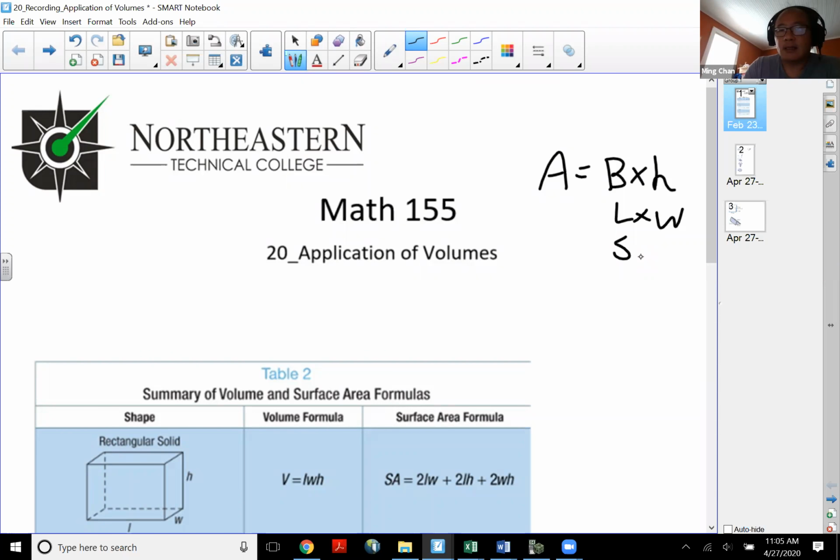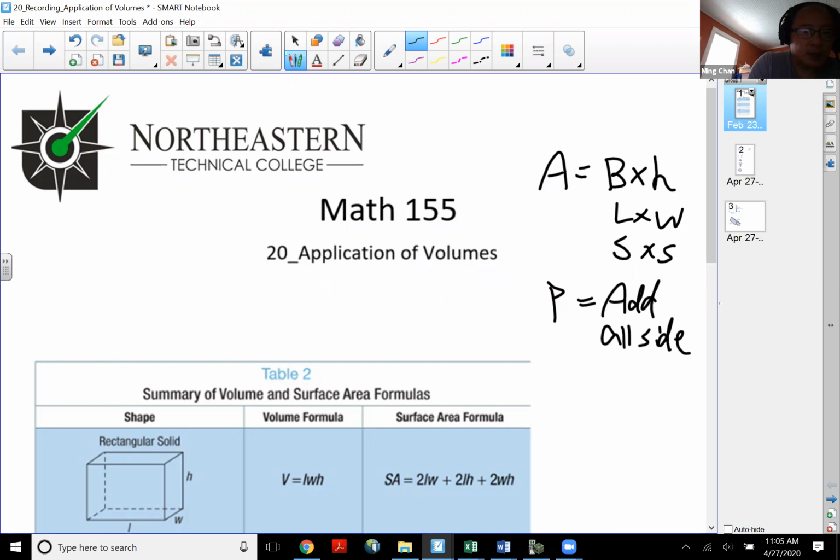Side times side, it doesn't matter what letters we use for the different shapes. The key idea is to find area, we take the base times the height. Perimeter is simply add all the sides. That's how you find the distance all the way around a particular shape.